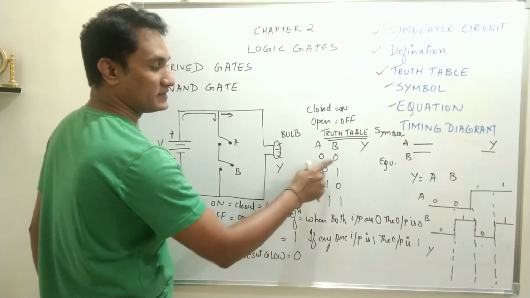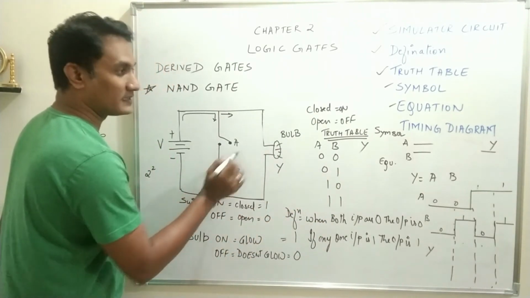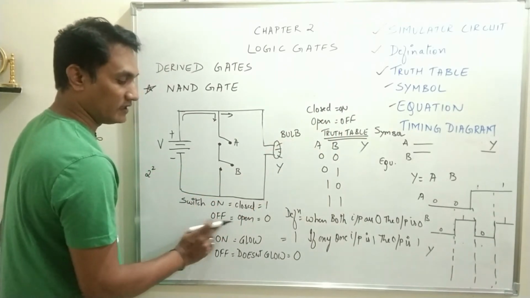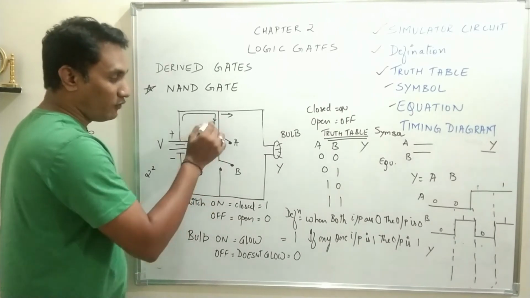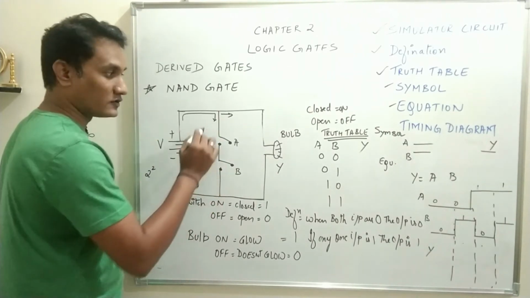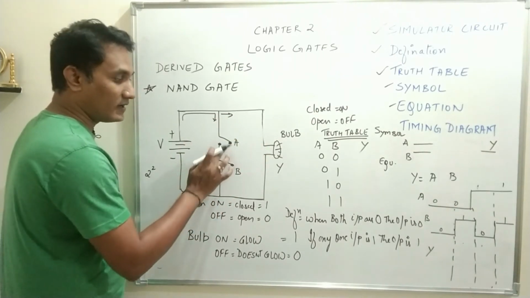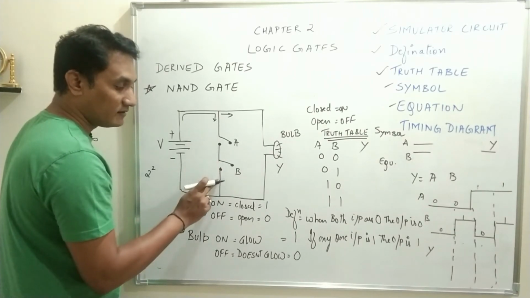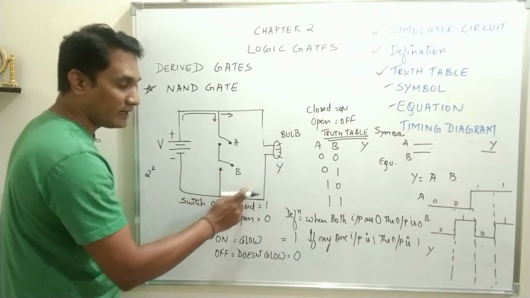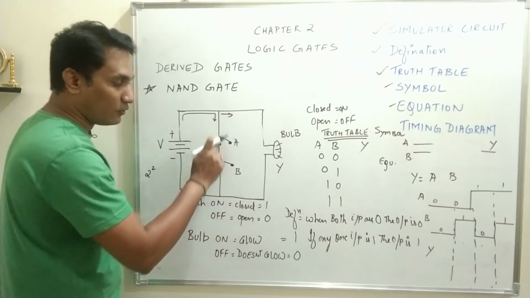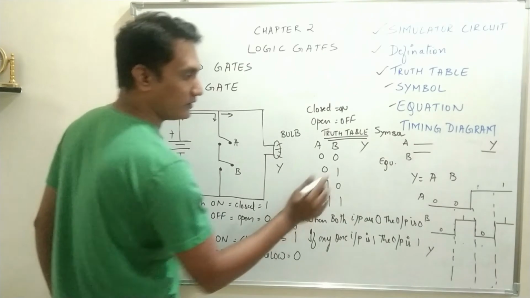So accordingly the truth table will have four possible combinations: 0 0, 0 1, 1 0, 1 1. Now for 0 0, that means both the switches are off, in open condition. So will there be any flow of current through the switches? Of course not, as they are open, this path is broken. So the only path left for the current to flow is through the bulb. So current will flow through the bulb and no current will flow through the switches. If current flows through the bulb, it will glow, so the output will be 1.